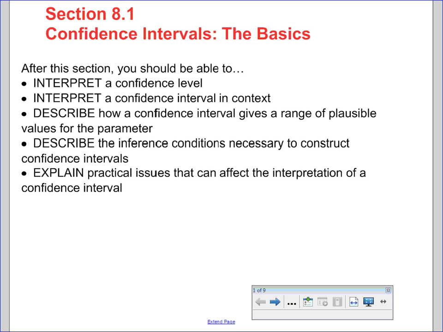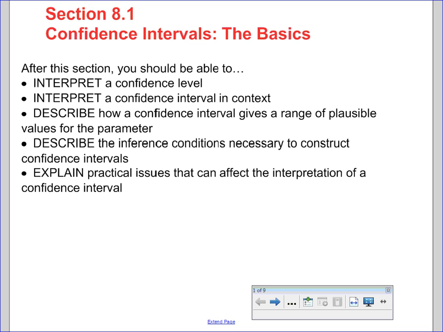Today we're going to be talking about the basics of confidence intervals. We're going to start putting together stuff we've learned over the course of the year, and to really apply the statistics to make educated guesses about certain values.